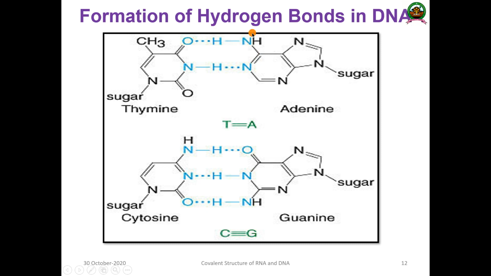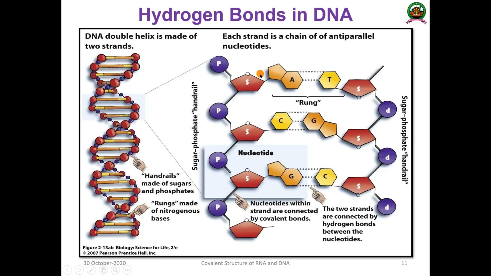This is N of this one with the O of this one. The H is from here and O is from this structure. And here N is from this structure, but H is from this N. So like that you can see this is one bond and this is another one. Then there is the formation of thymine double bond adenine. That is one important thing. So that is why you will be getting it like this.